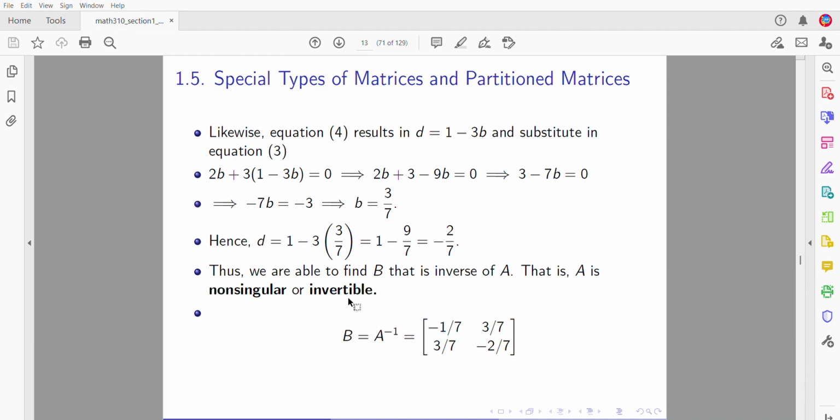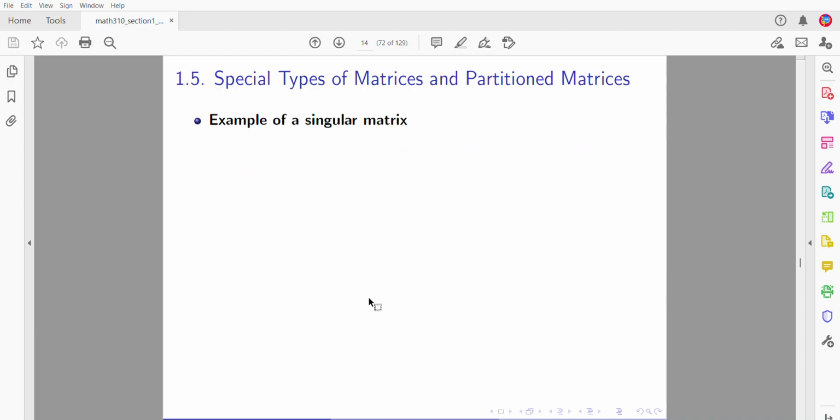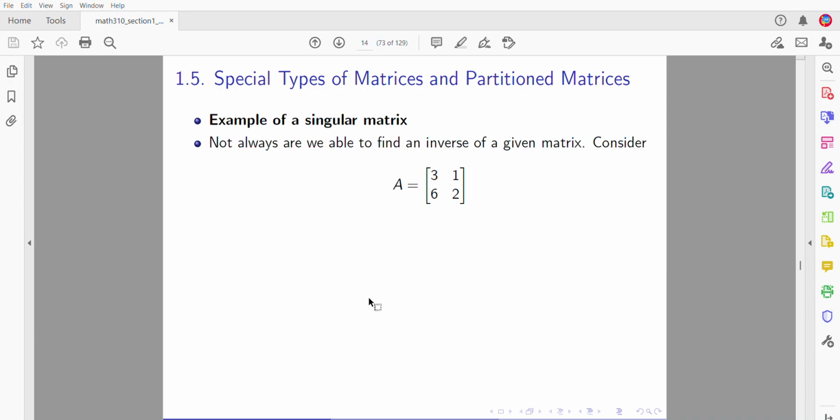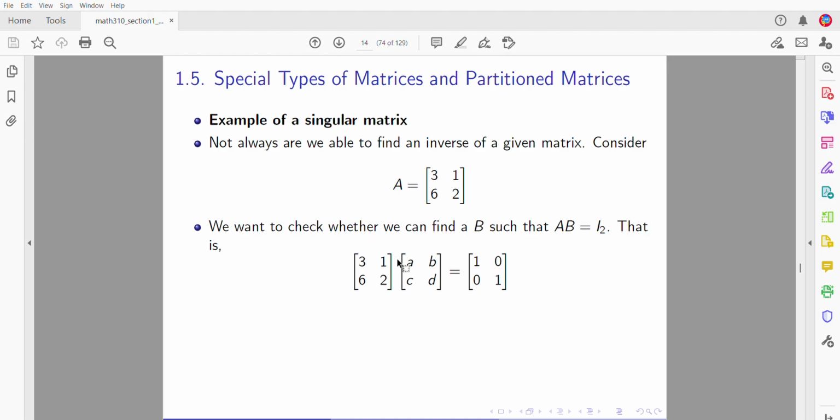Okay, example of a singular matrix. Look at A equals [3, 1; 6, 2]. None of its entries is 0. Can I find an inverse of it? Well, same procedure. Let's try to find a B equals [a, b; c, d] such that this matrix A times B is the identity matrix.